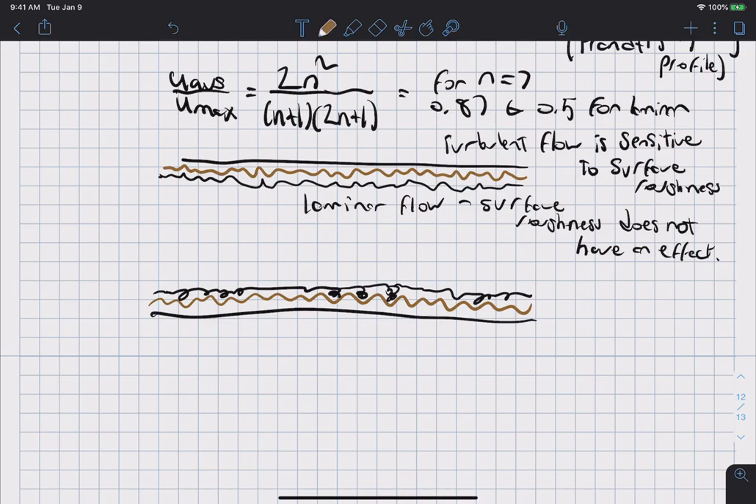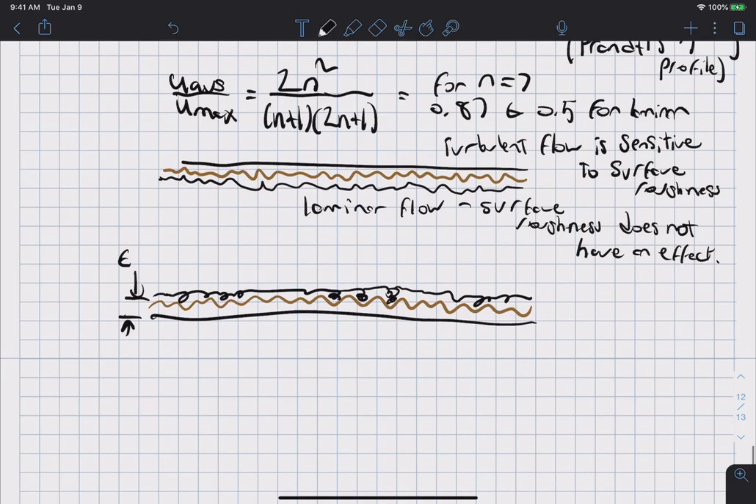And so now we're going to characterize the height of these surface roughness bumps with a height called epsilon. And that's the surface roughness, the characteristic height of the surface roughness.